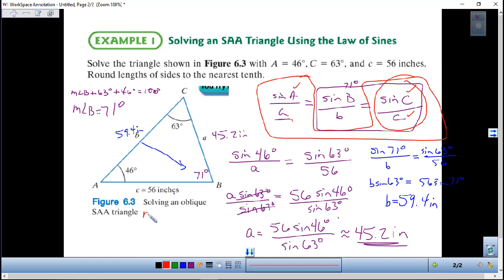So here we calculated that the measure of angle B was 71 degrees, and side A was 45.2 inches, and side B was 59.4 inches. So when you label that and show your work, you get full credit. But I do need to see the work for all of it. Guys, don't do anything in your head. On tests, I want the work shown.